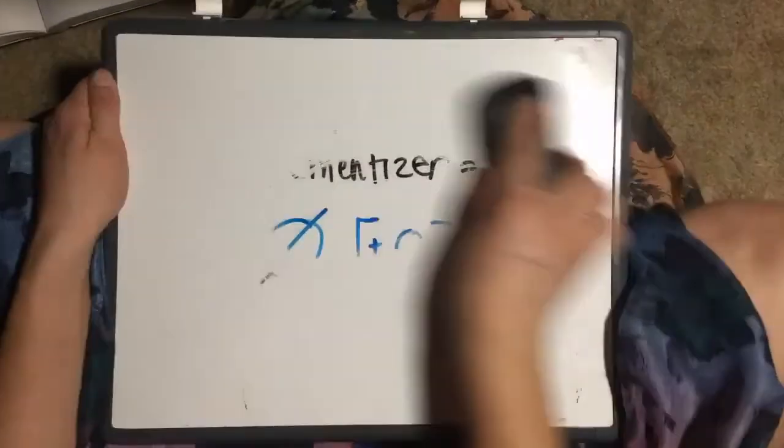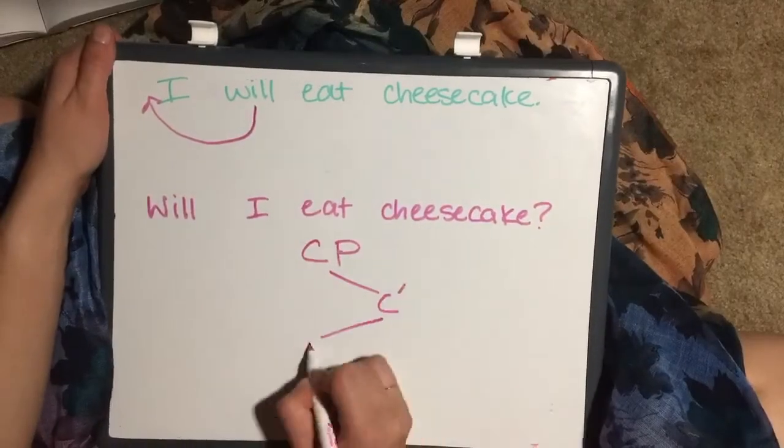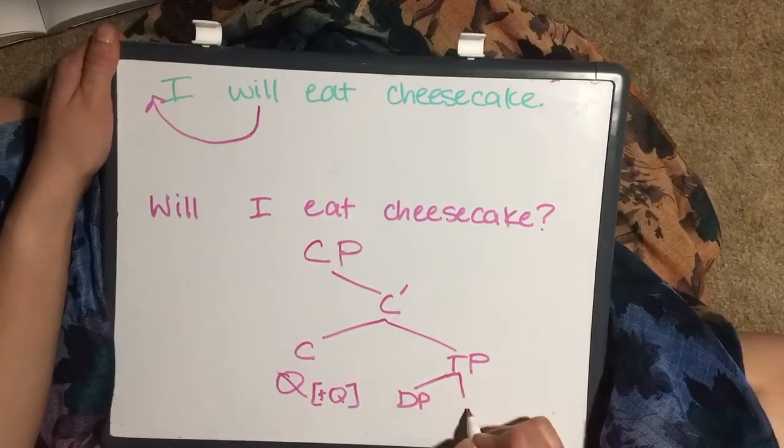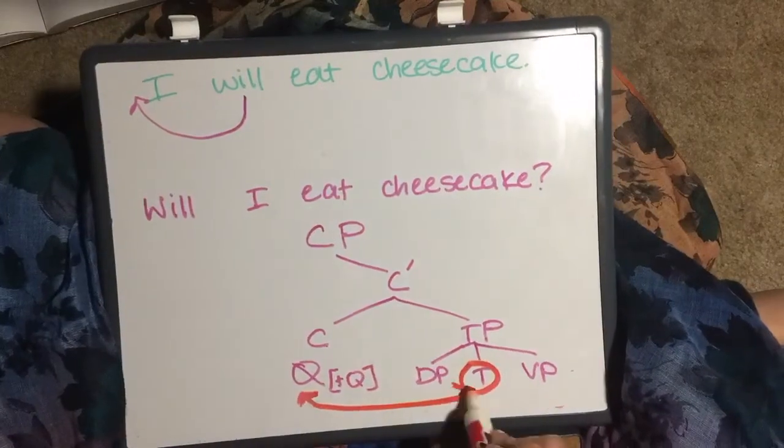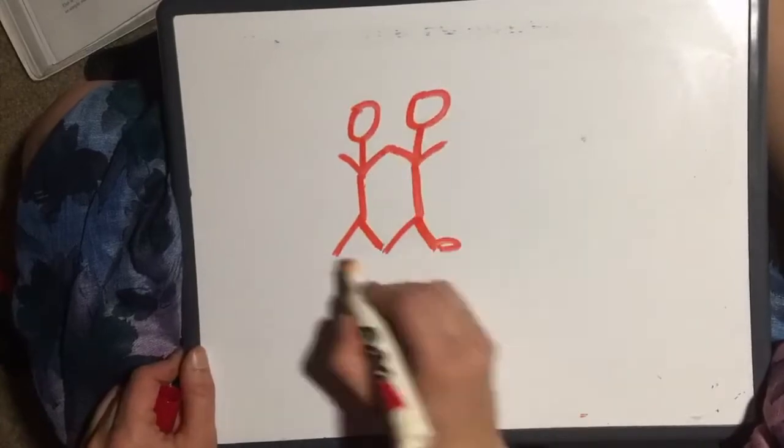Introducing the null complementizer. So if we imagine taking the question, will I eat cheesecake, and making it into a statement, I will eat cheesecake, we can see that it leaves the null complementizer. Moving on to more evidence.